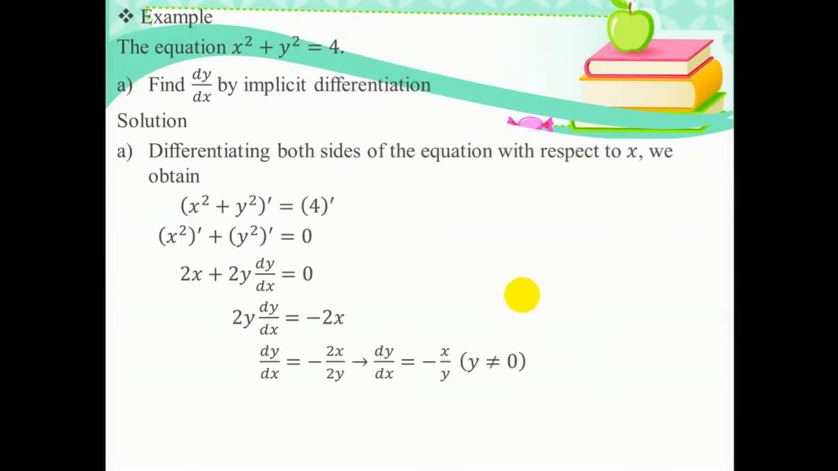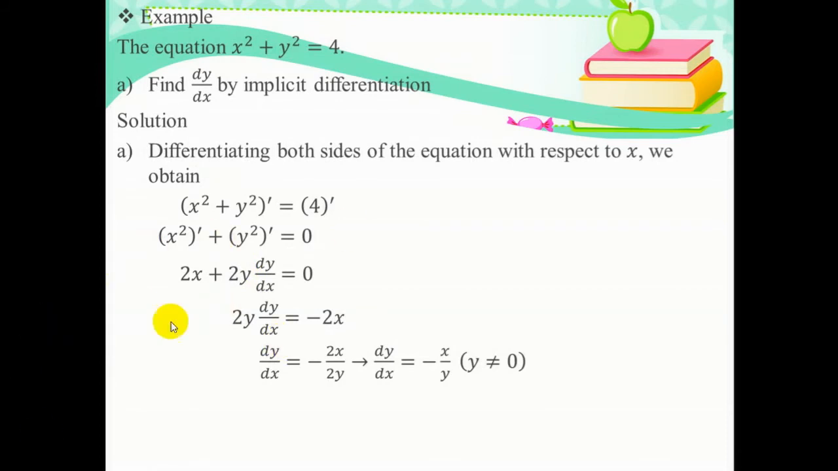Okay, another example. This equation is x squared plus y squared minus 4. They told us to find dy over dx. So the first thing you need to do is differentiate both sides with respect to x. After differentiating, by the sum rule, the derivative of x squared is 2x, and the derivative of y squared is 2y times dy over dx, because here is the chain rule, or the general power rule.